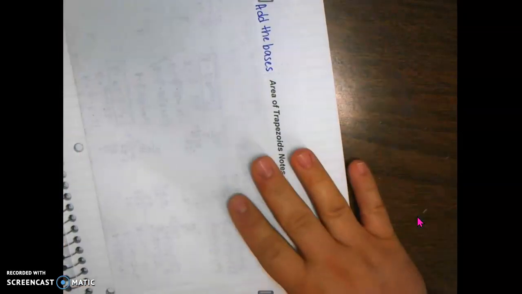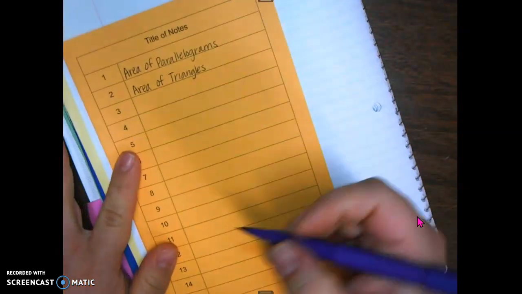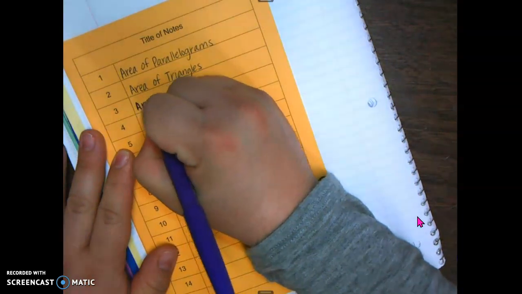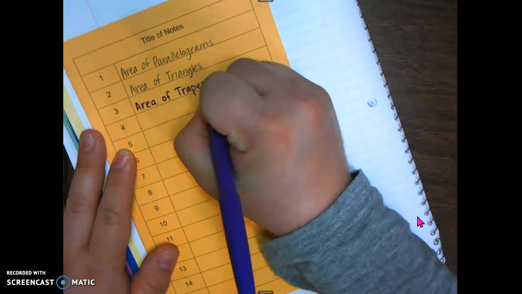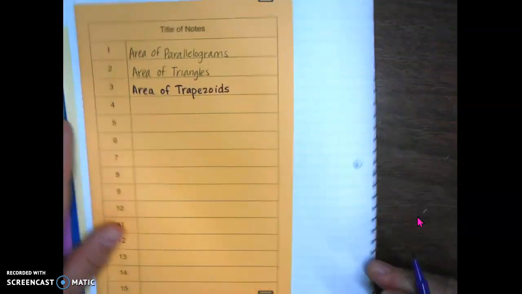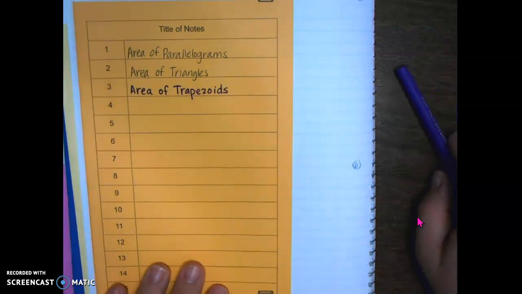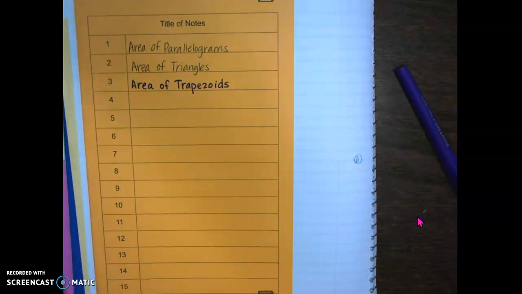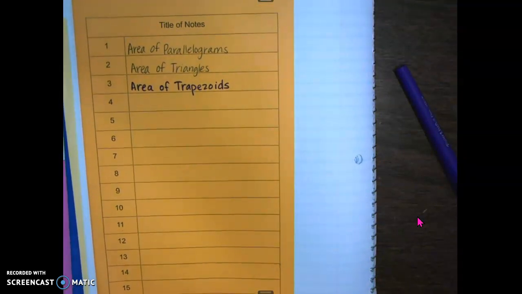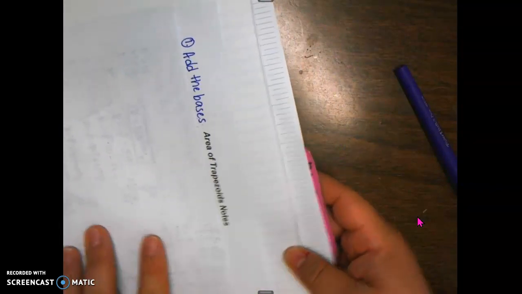And then in our table of contents, we put area of trapezoids. Area of trapezoids, that's what goes in there. Be sure that you have the other two notes labeled there. So following that, once you have it in your journal, you're going to use your journal to do your classwork. So keep it accessible, keep it out.